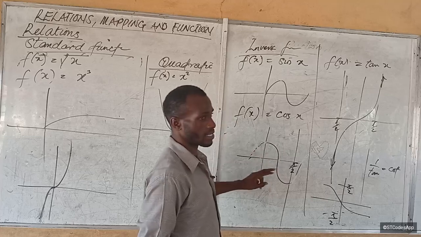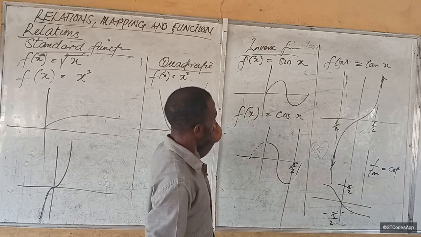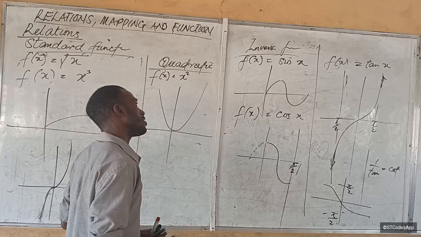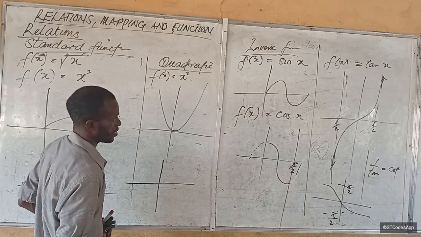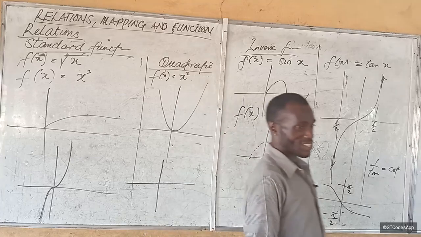Cosec, how will cosec look like? Cosec is 1 over sine. Okay, so how would that be?